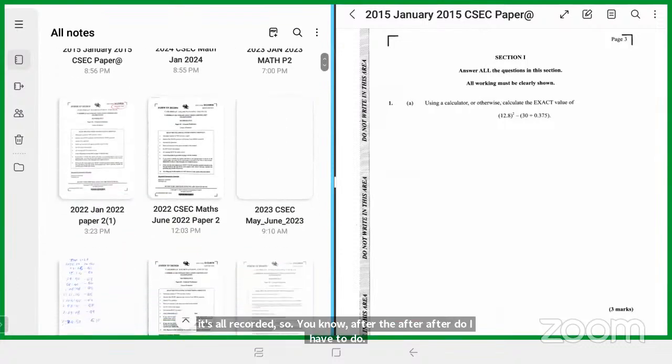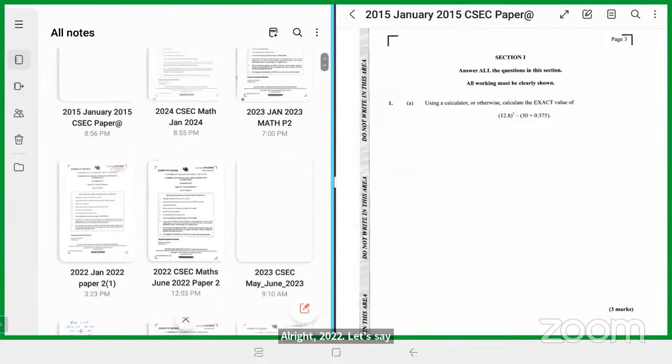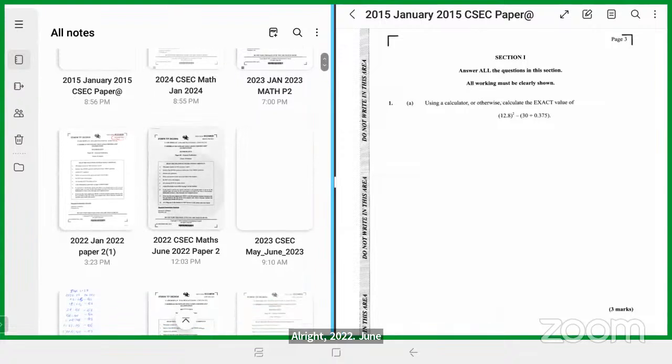All right. 2022. Which one? June, I say. June. Yeah. June.